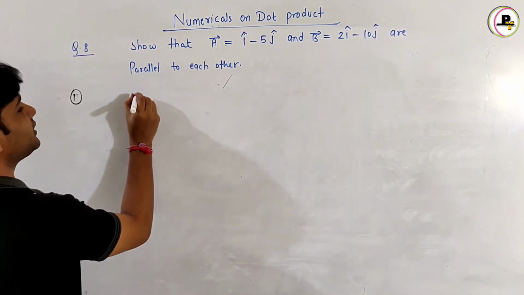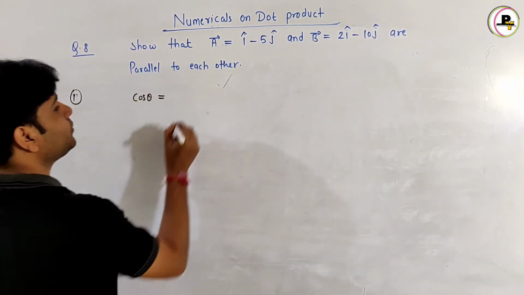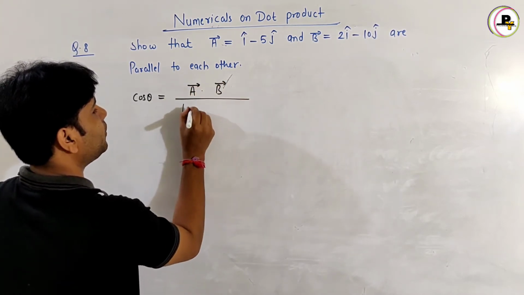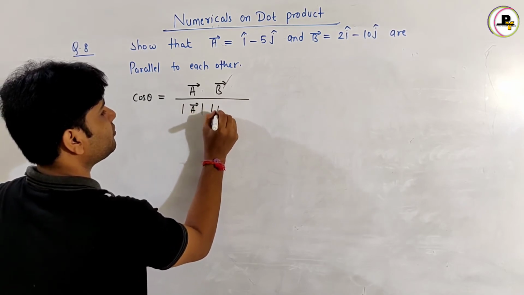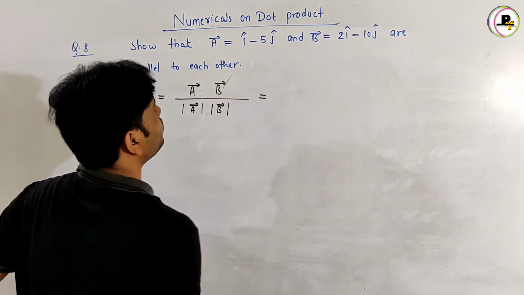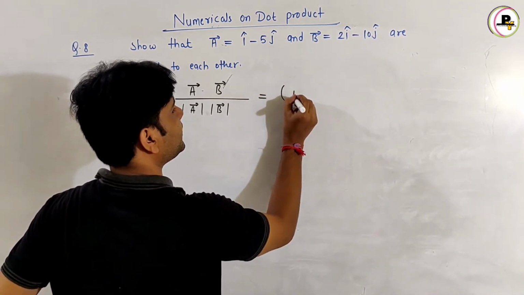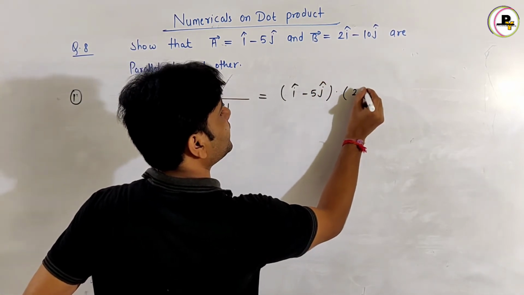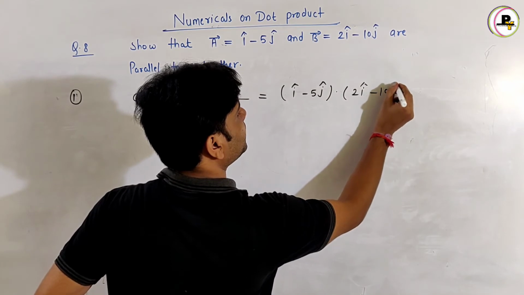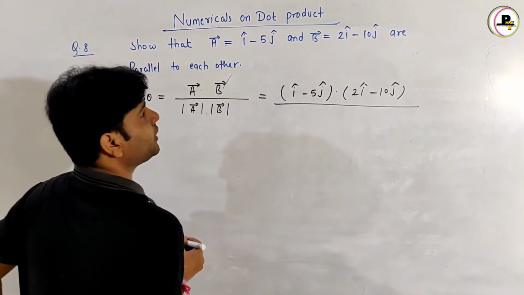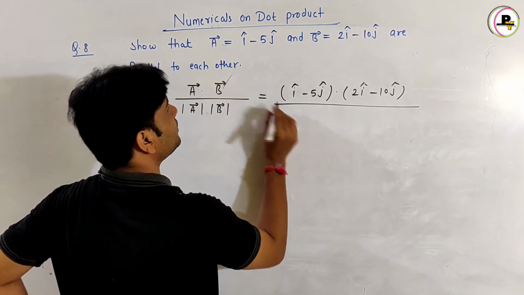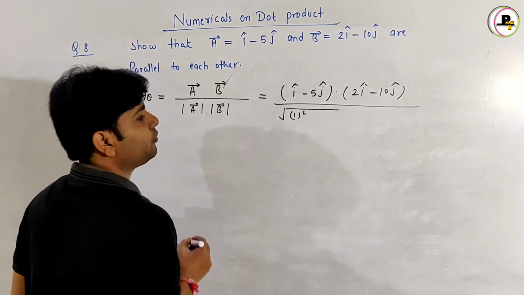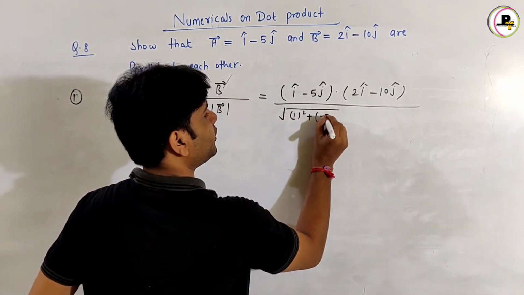So using first method, I can write here cos theta is equal to a vector dot b vector divided by mod of a vector into mod of b vector, and this is equal to what is a vector? It is i cap minus 5j cap dot 2i cap minus 10j cap divided by square root of a vector, mod of a vector, which is equal to square root of square of 1 plus square of minus 5.